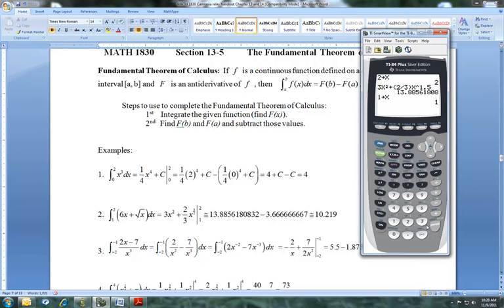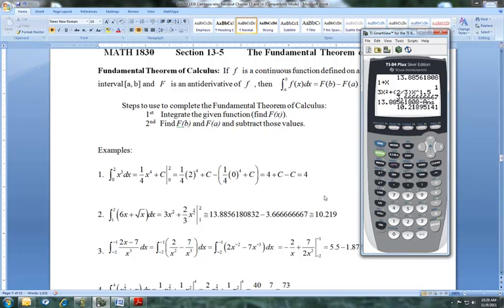I'm going to recall that last function. I don't want to have to type it in again. So do second enter, now hit enter. So there's that piece. So now I've got to go this minus that. So 13.8856561808 minus, let me recall that answer, so second answer, and there's my 10.219. Very nice.